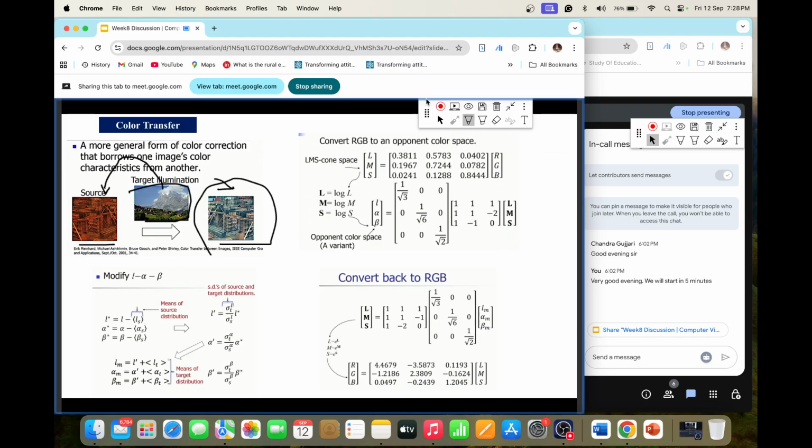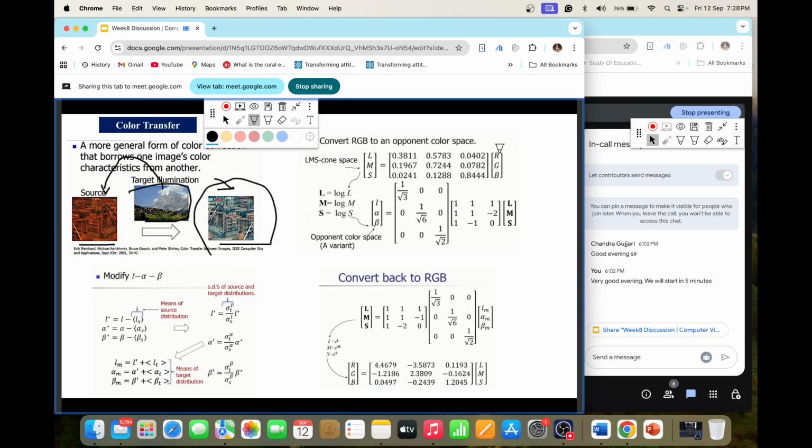Again, some formulas are there. Generally these formulas won't come, but in case they do, you should know how to calculate this, okay. So how to calculate it: this is the RGB value of the source color, and by this you calculate the LMS values. Once you calculate the LMS values, you have to calculate the L alpha beta values, okay. L alpha beta values can be given by this, okay.